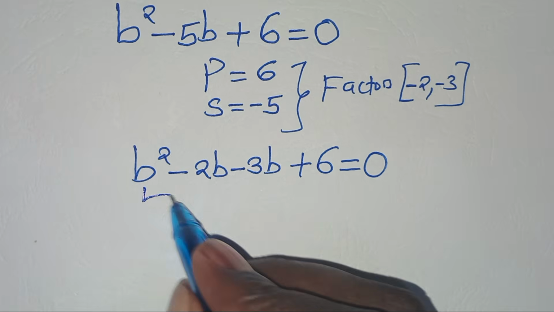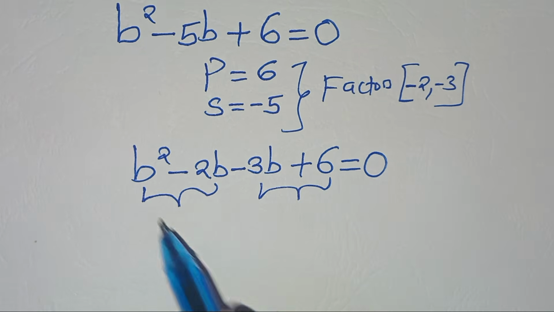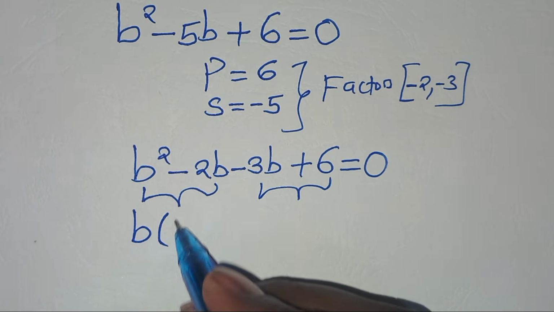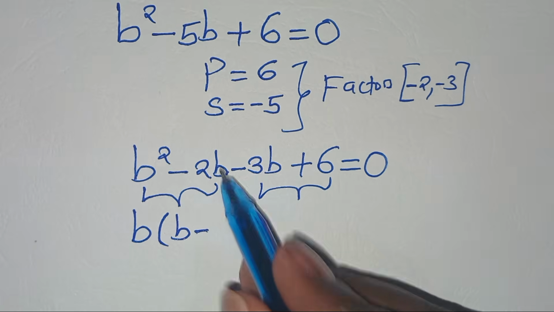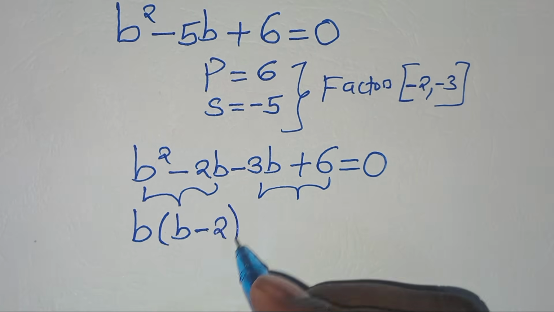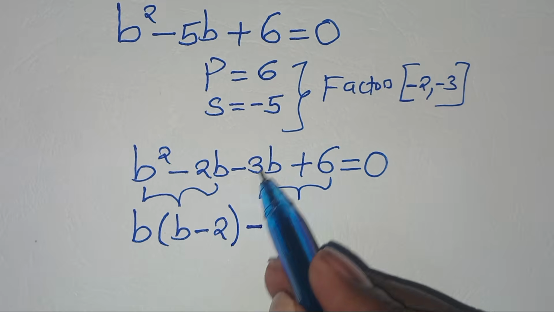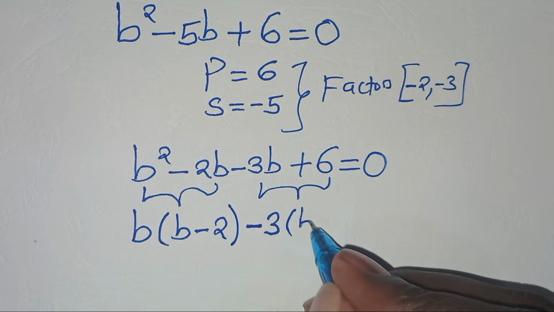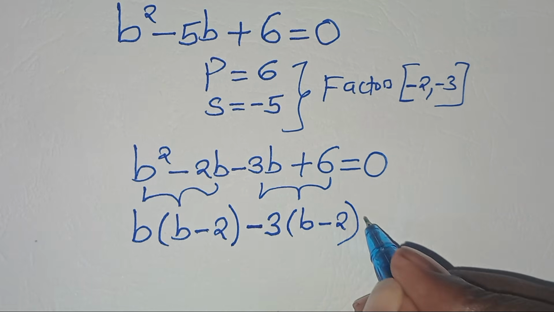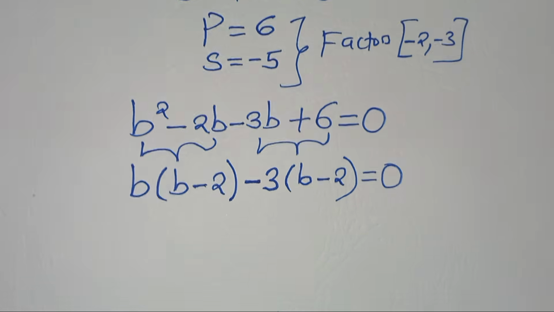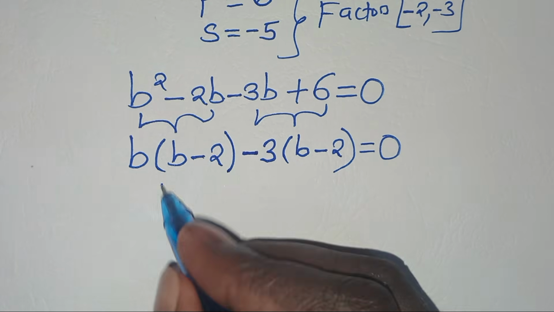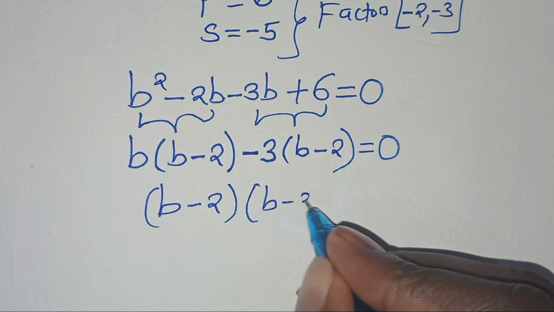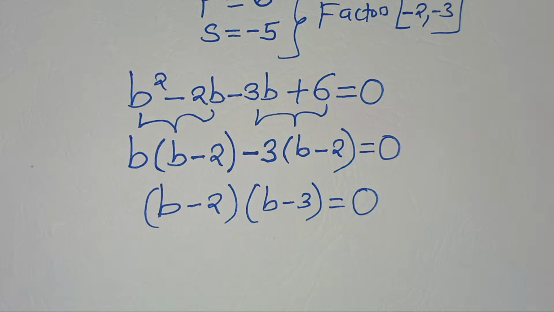So we have got two parts here such that b is common. Let's factor out b, so that b squared divided by b, this is b, minus 2b divided by b, this is minus 2. Then subtract. Now 3 is common here, so we have 3 into the parentheses. This is b minus 2. This is equal to 0. So b minus 2 is common here, so let's factor out b minus 2. Then we have b minus 3. This is equal to 0.